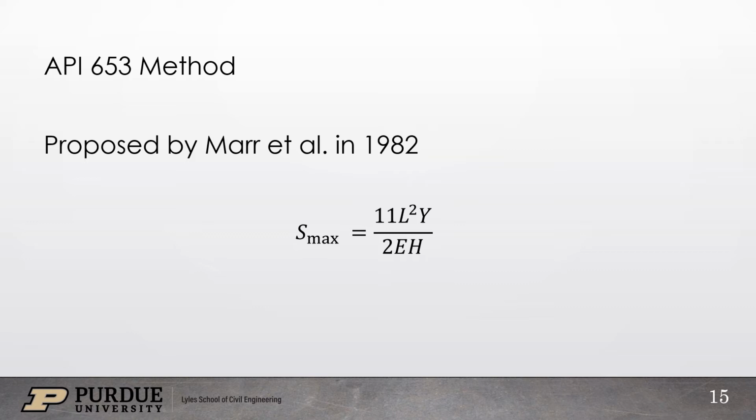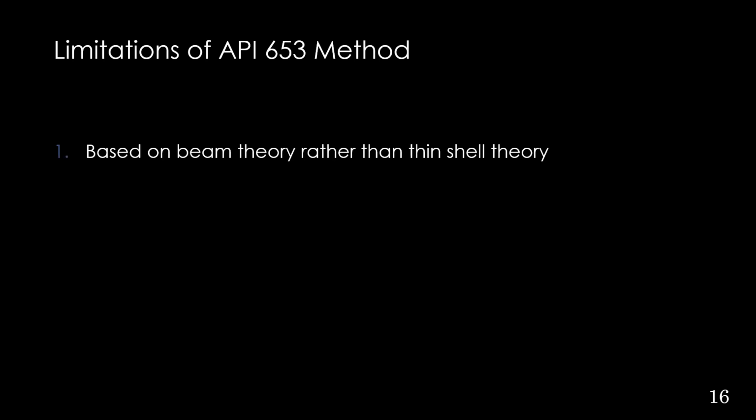The coefficient of 2 was initially not there, but code added it as a factor of safety. About the limitations of this method. First, it's based on beam theory rather than shell theory, which is more applicable to tank structures. Marr simplified the assumptions of beam theory and applied it to shell structures when he proposed the method.